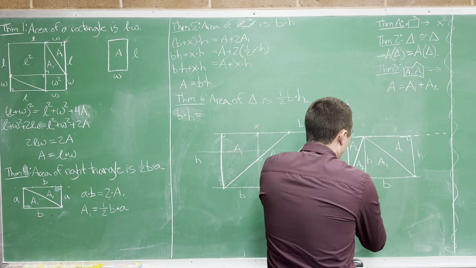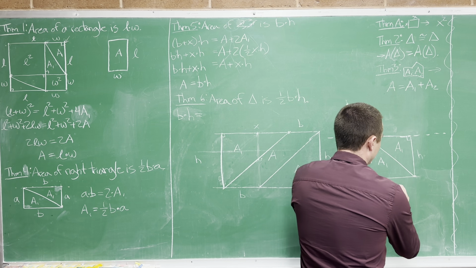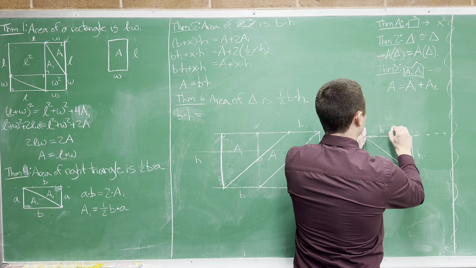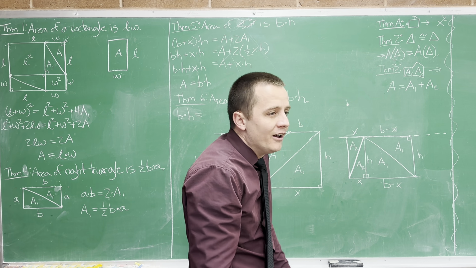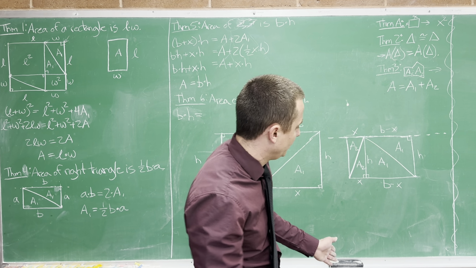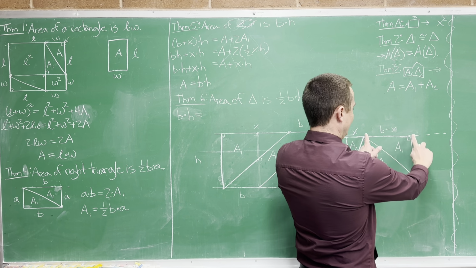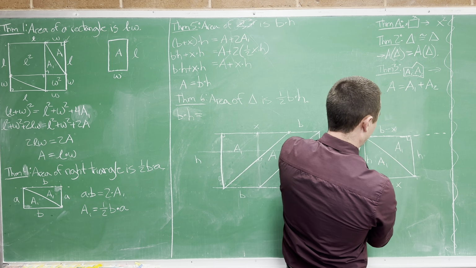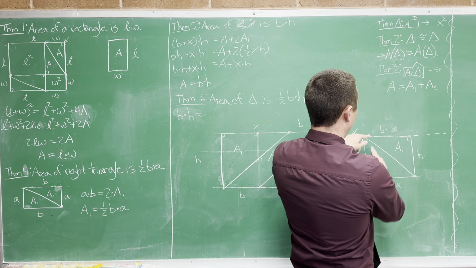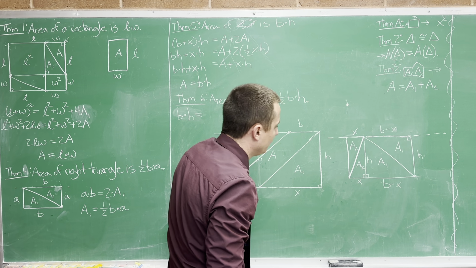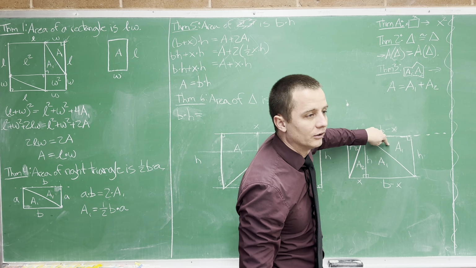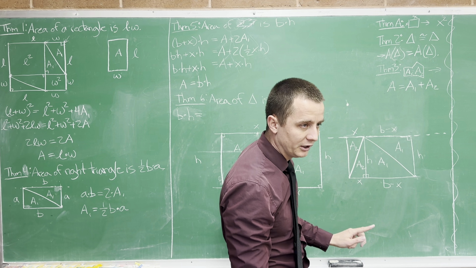So if we wanted to call this piece right here little x, we could call this b minus x, and then that is x. But what the actual length is, we don't care about. The point is that and that have the same length, that and that have the same length because it's a parallelogram. And you could even use side, side, side if you wanted. However you want to think about it, this triangle and this triangle, same area. This triangle and this triangle, same area, right?